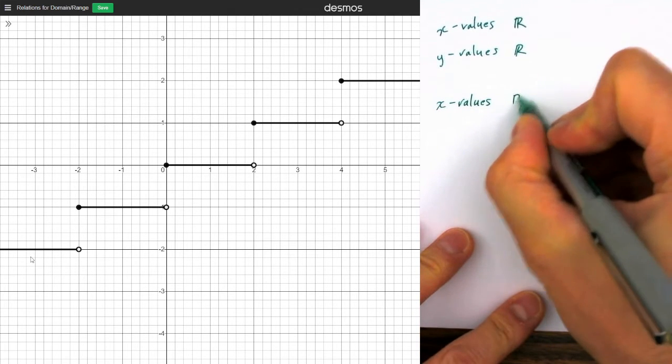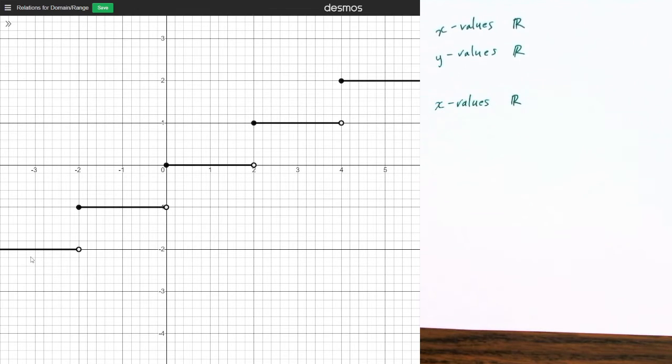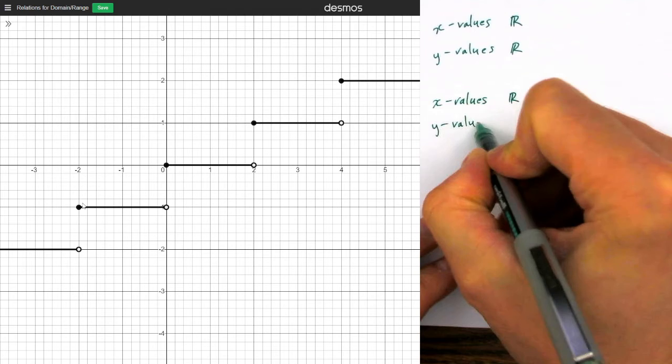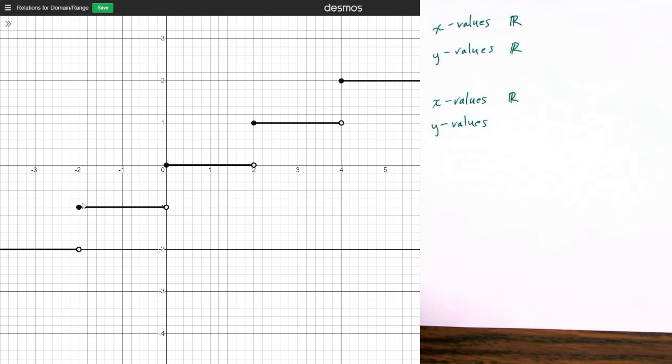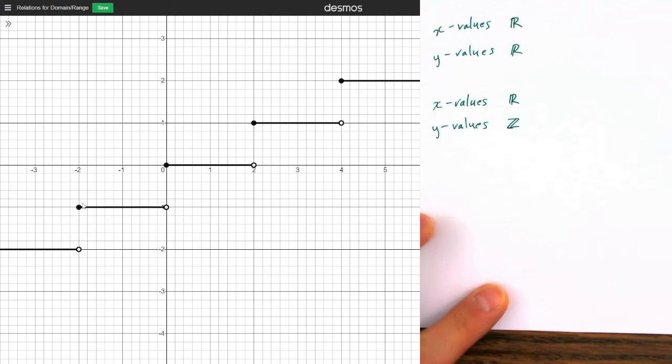So we're actually taking all of the real numbers for x values. Now if we look at the y values of the points in this relation, so we're considering all these points, all these points, all these points, all these points. We've got 0 for the y-coordinates of these points, 1 for the y-coordinates of these points, 2 for the y-coordinates of these points, and so on. So what you can see is that the y values are not all the real numbers, but in fact just the integers. So 0, 1, 2, 3, and -1, -2, -3 to infinity.